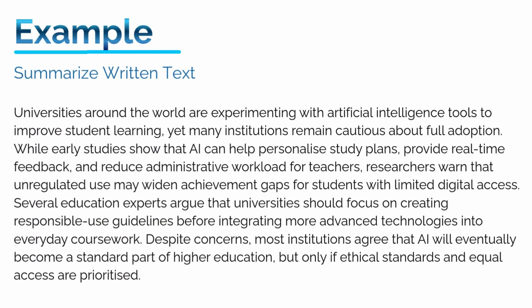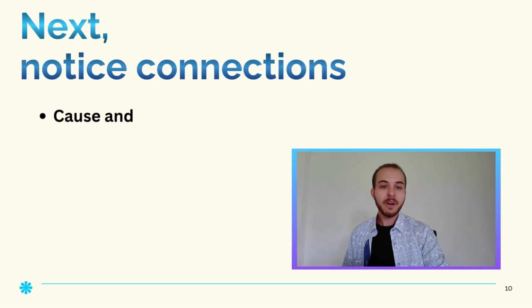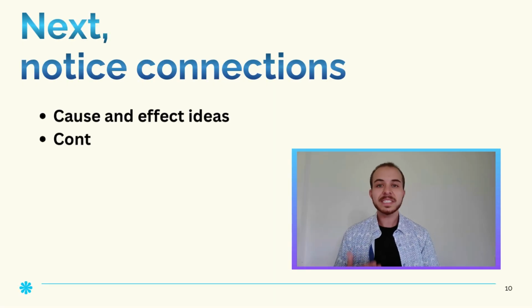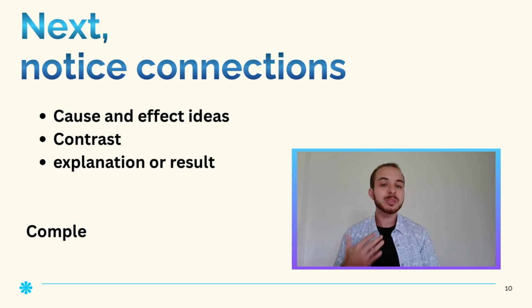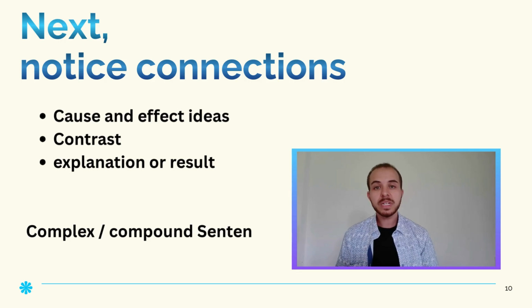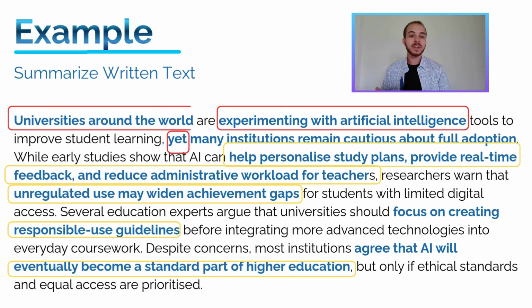So using the example that I showed before, we're going to first look at how these ideas are connected. Already I've identified that the first subject is universities. If I want to see what the cause and effect connections are, how they contrast, or how it explains some result, I'm going to read through it once, twice, or thrice, 3 times, so that I can understand all these parts. So let's take a look here. Universities are the subjects. We know that the subject is experimenting with AI, artificial intelligence.